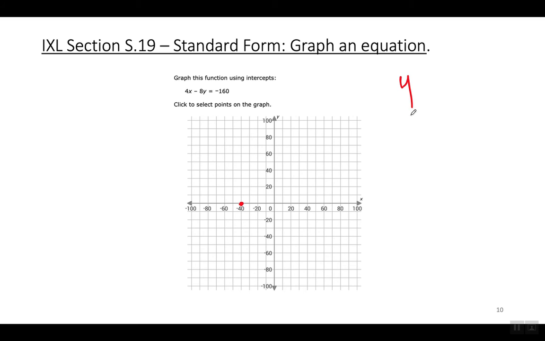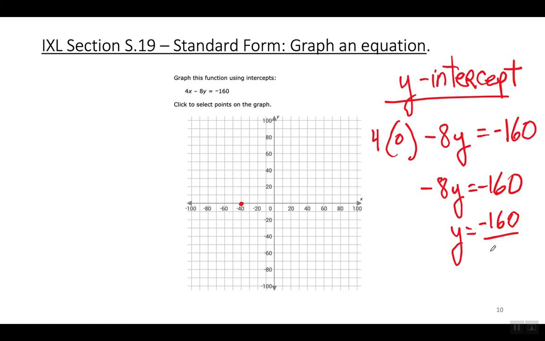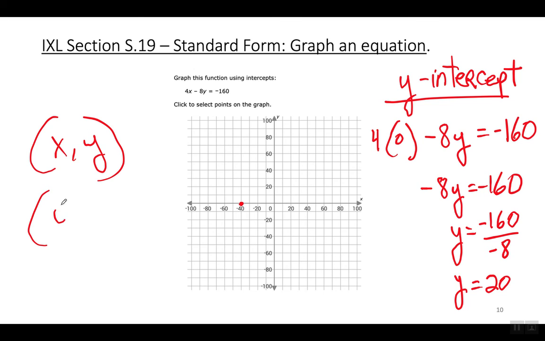And to find my y-intercept, I'm going to make x equal to 0 and solve for y. So y equals negative 160 divided by negative 8. So y equals positive 20. So when x is 0, y is 20.